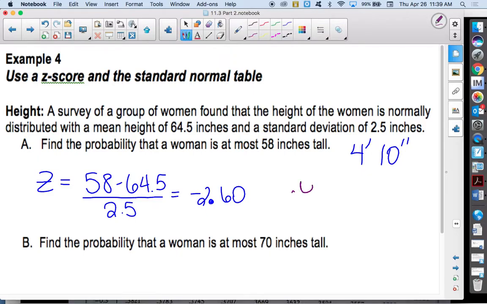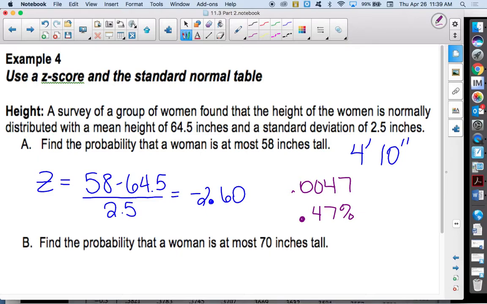So 0.0047 as a percentage is only 0.47%, less than half of a percent. Wow. Less than half a percent of the people are her height or smaller, in this case of women. So 0.4% of women are smaller than 58 inches, or 4'10".